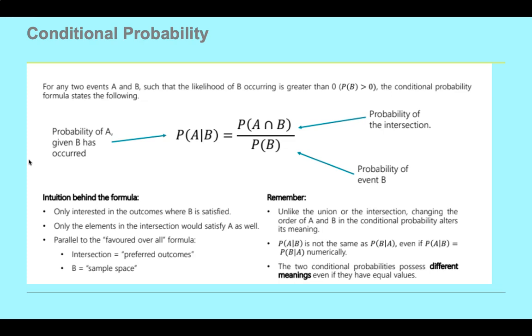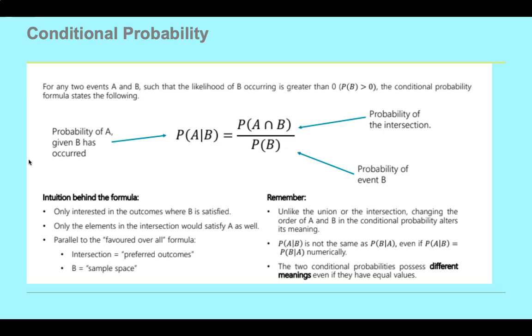We can also remember a few points. Unlike the union or the intersection, changing the order of A and B in the conditional probability alters its meaning, as I discussed. So the probability of B given A is not the same as the probability of A given B. Even if they are numerically equal, the two conditional probabilities possess different meanings even if they have equal values, right?